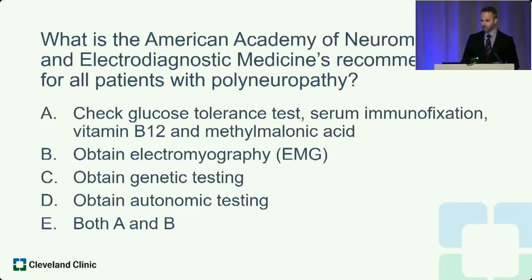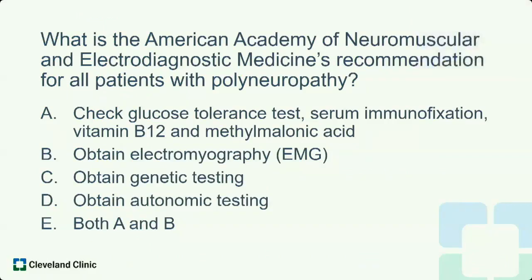And so I have an initial question here. Let's see if I've already put you to sleep talking about neuropathy. But what is the AANEM's recommendation for all patients with polyneuropathy? A, checking a glucose tolerance test, immunofixation, B12, and MMA. B, an EMG. C, genetic testing. D, autonomic testing. Or E, both A and B.